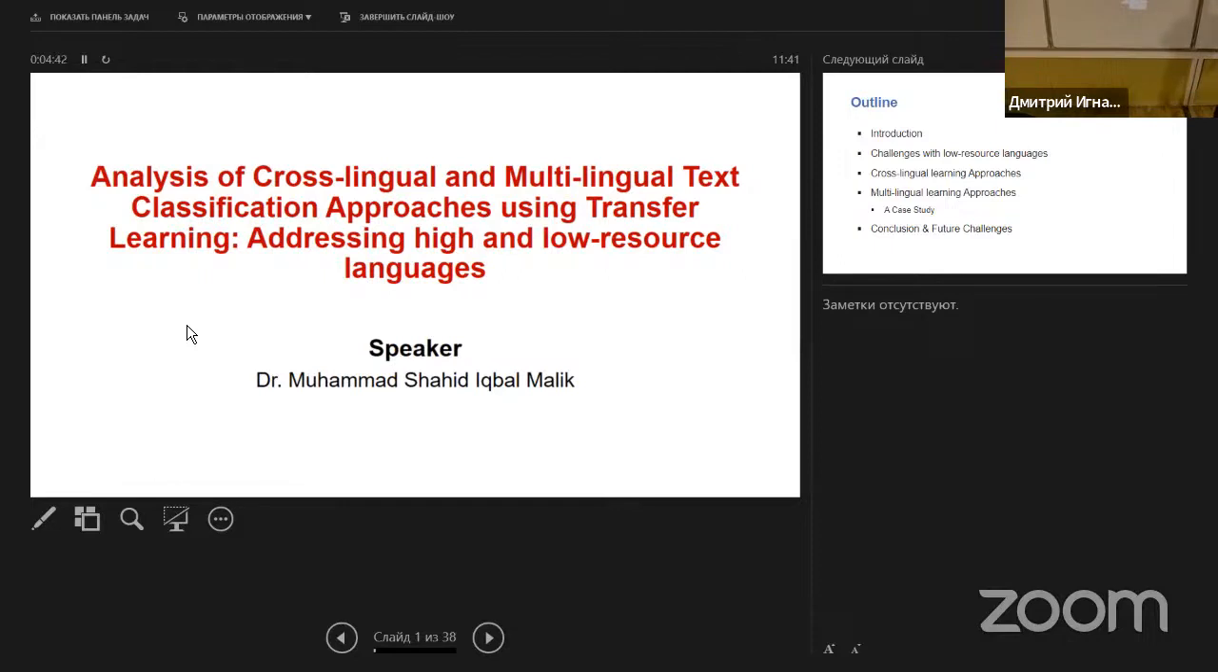Today I'm going to deliver a talk on the topic of analysis of cross-lingual and multilingual text classification approaches using the transfer learning paradigm. And the scope of these approaches are high and low resource languages or under-resourced languages.